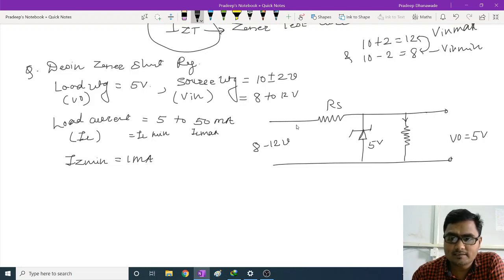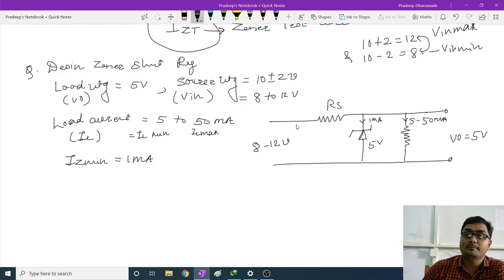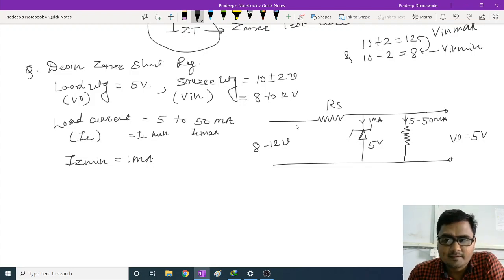Then load current is specified. Yes, load current is specified. It is 5 to 50 milliamperes. And what else? The Zener minimum current is 1 milliampere. Now this is IZ minimum, it's not IZ maximum, it is minimum.